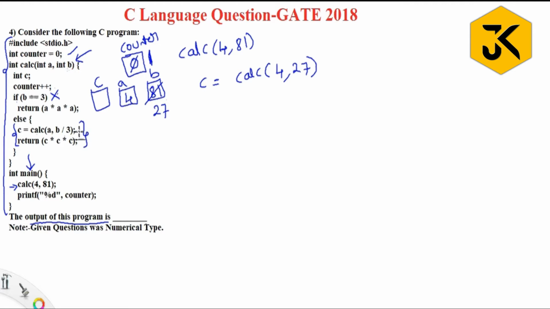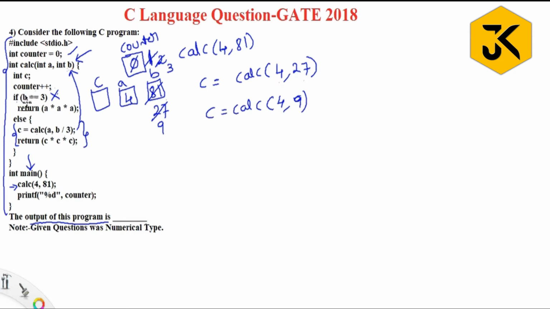When 4 comma 27 is passed, it is once again calling the same function. It is going to execute the counter increment once again. Then is b value equal to 3? No, once again executing the else block. Then c equal to calc of 4 comma 27 by 3, which is 9. So once again 4 comma 9 is going to pass. Then also it is going to execute counter plus plus, that is the third time.